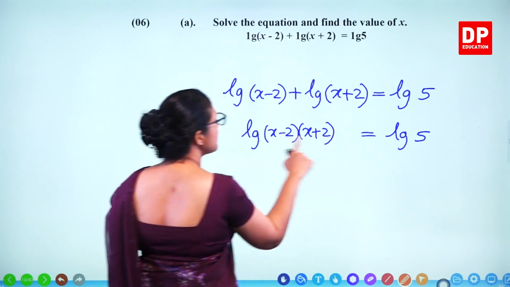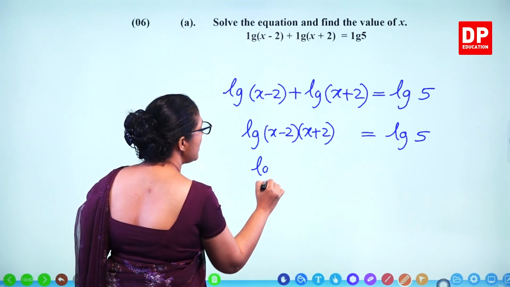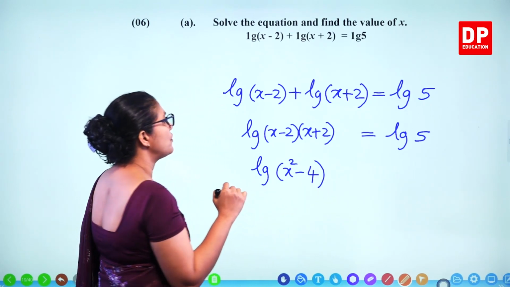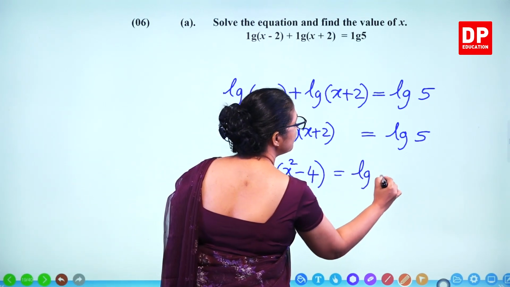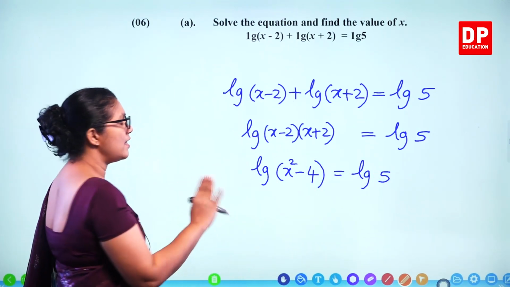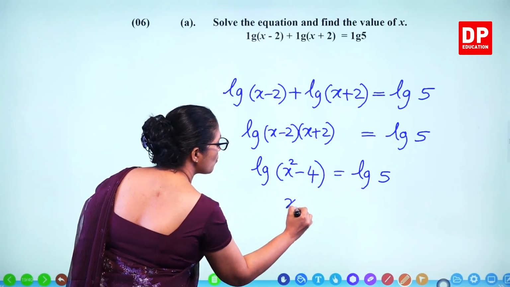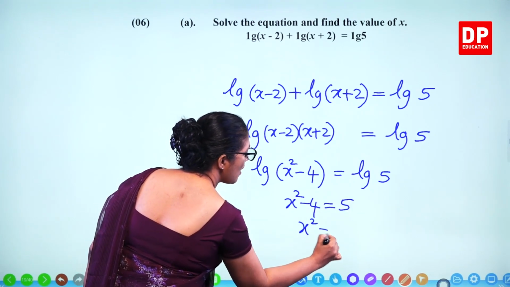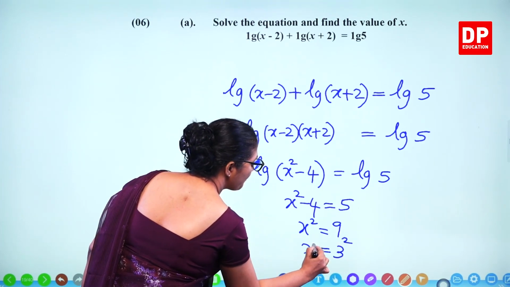Then what is the next step? Can you see this is a difference between two square terms? x minus 2, x plus 2, I can write x squared minus 4. That's equal to LG 5. Same LG form on both sides, you can compare the inside. x squared minus 4 is equal to 5. Then x squared becomes 5 plus 4, 9. So what's 9? 3 squared.